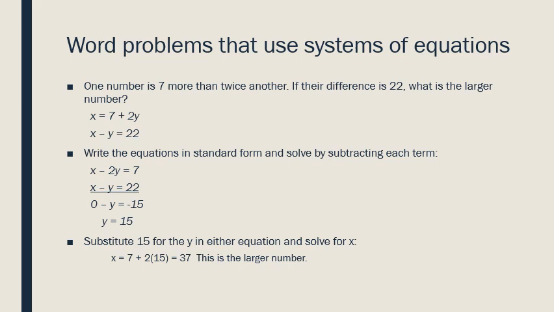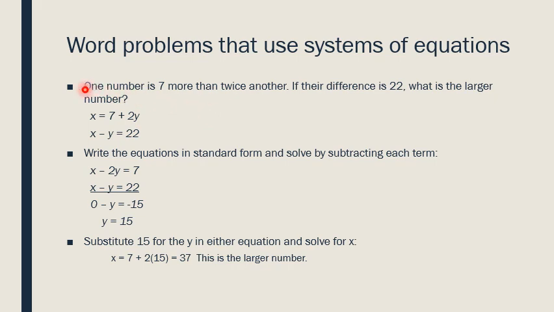Now, there are a lot of practical ways that you can use systems of equations. Here are some examples. One number is 7 more than twice another. If their difference is 22, what is the larger number? We've been able to solve these previously by doing a little bit of guess and check perhaps, or writing an equation where we find the first number and then go back and find the second. But here we can do it with two variables and find them both at the same time.